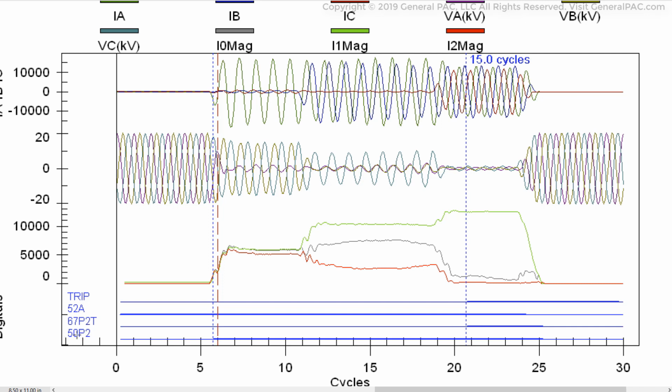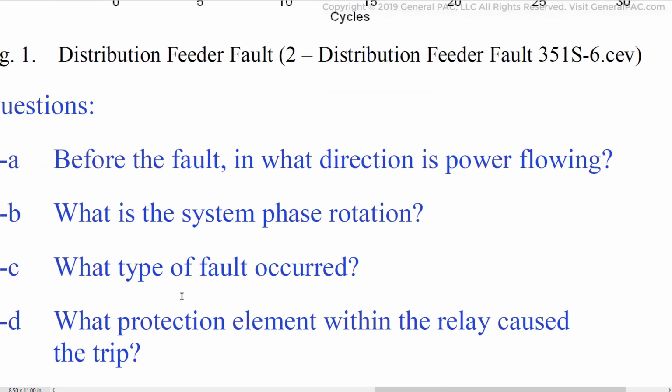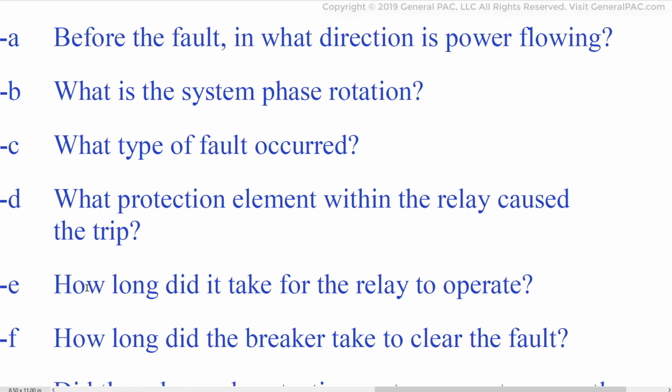And then the 50P2, 50 is an instantaneous element, P is the phase. So this, as you can see, is deasserted, and then it gets asserted here, and then it continues to be asserted until right here when all of the currents actually drop off. So this is probably some sort of indication that you have a fault, or the current is above a certain threshold. So the 67P2 is the element that actually tripped, that caused the trip.